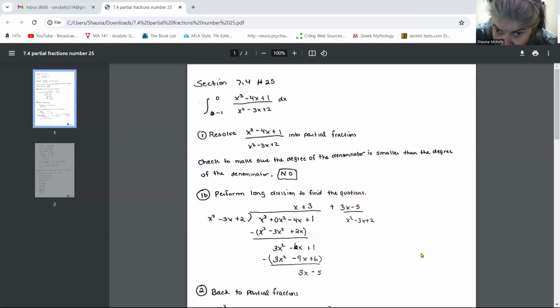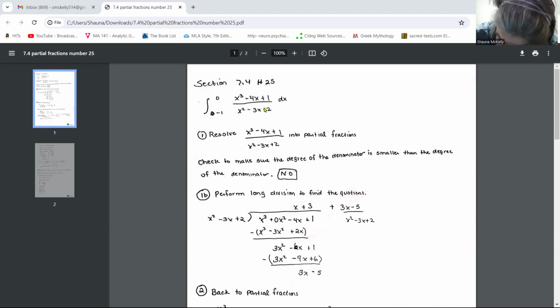This is number 25 from your homework, and it's a definite integral from -1 to 0 of x cubed minus 4x plus 1 over x squared minus 3x plus 2. So remember that we can only use partial fractions when the degree of the numerator is smaller than the degree of the denominator, which in this case it's not. So before we can apply partial fractions, we have to use long division to break it apart.